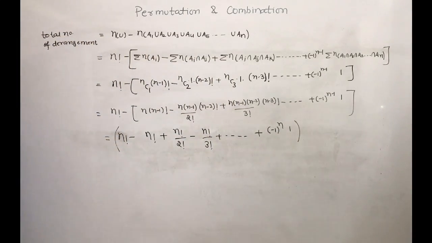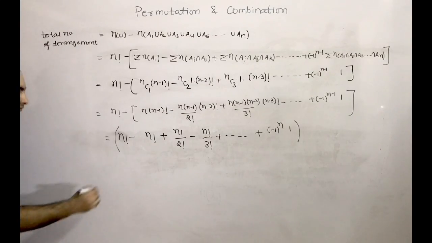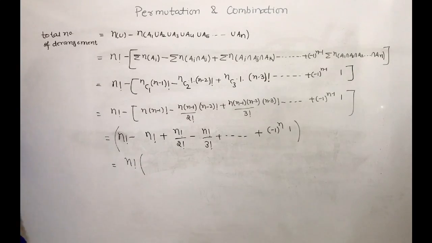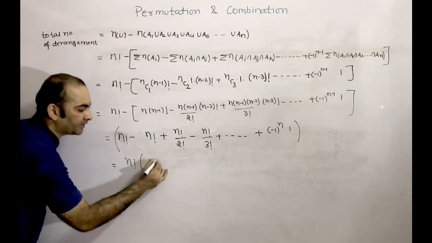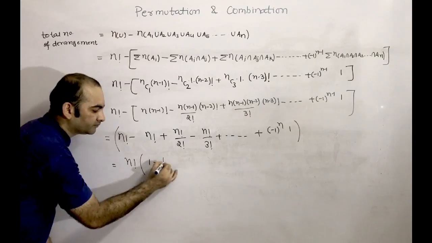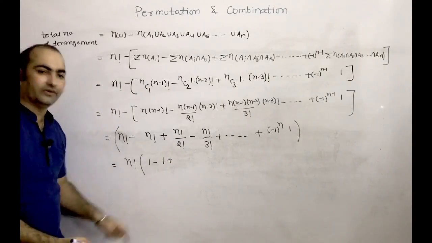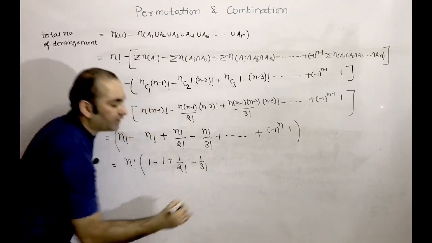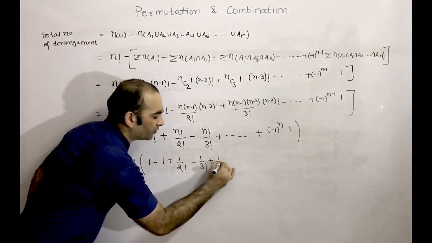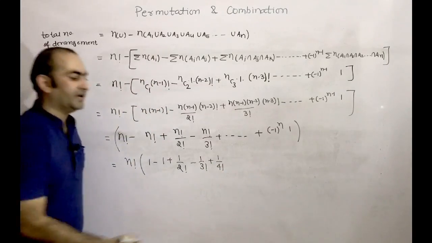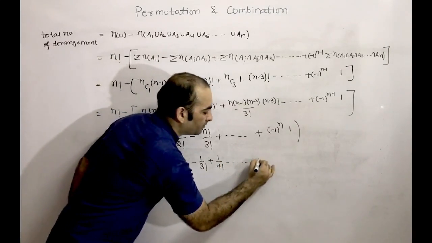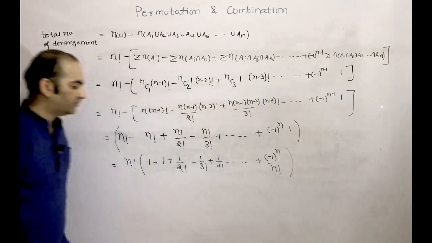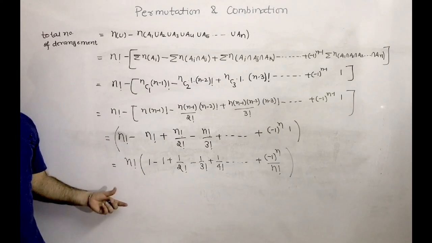Now here we are taking n factorial common. If you take n factorial common, n factorial is outside, and in brackets: this one is 1, minus 1 (this one is also 1), plus 1 by 2 factorial, minus 1 by 3 factorial, next term plus 1 by 4 factorial, minus and so on, plus or minus (-1) power n divided by n factorial. So this is the formula of derangement. This you have to remember.